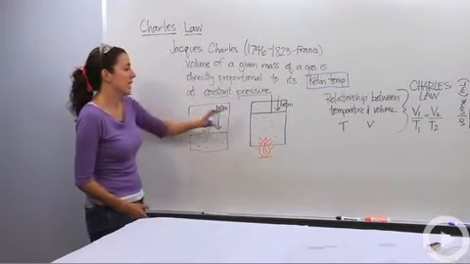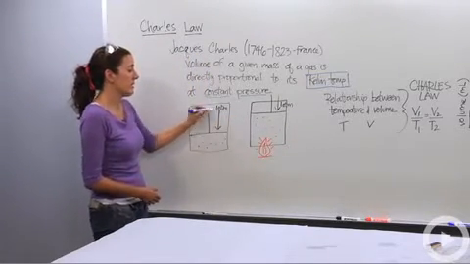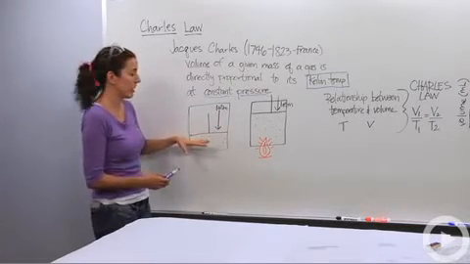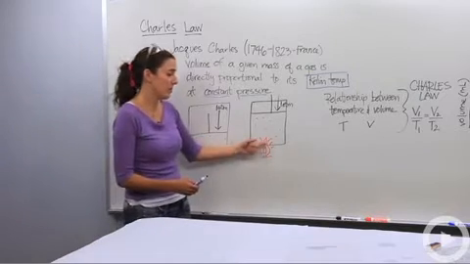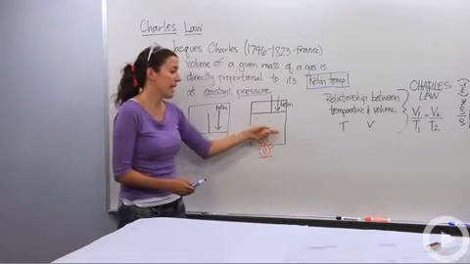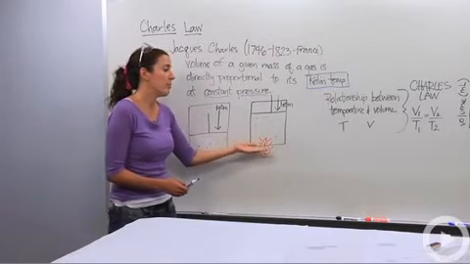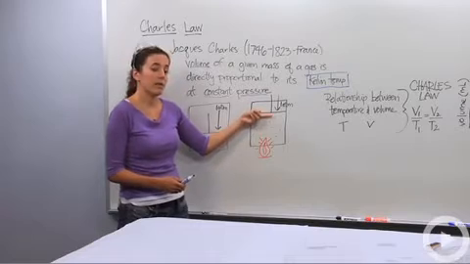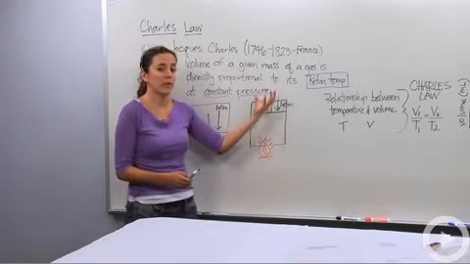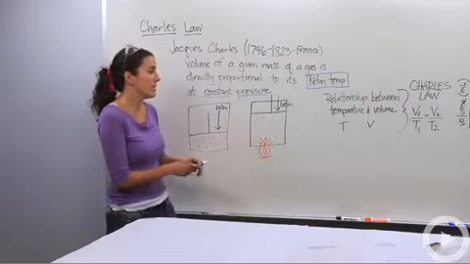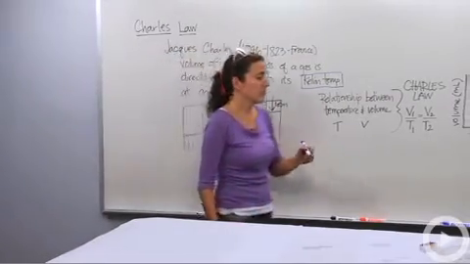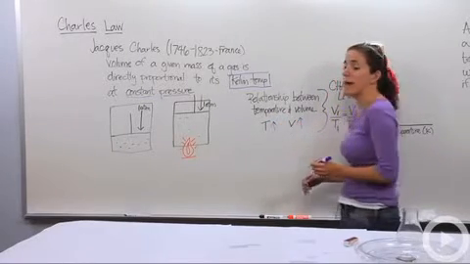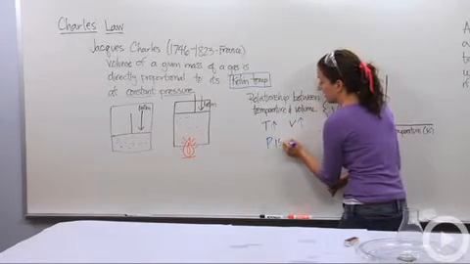So let's say we have two canisters. Notice they're at the same pressure. In this canister we have gas at normal temperature and pressure, and then we heat it up. Now we're increasing the kinetic energy. Those gas particles are moving at a faster rate, and to keep the pressure constant, they're going to push against the top of this thing and move it, making the volume larger. So as we increase temperature, we also increase the volume, as long as pressure is constant.